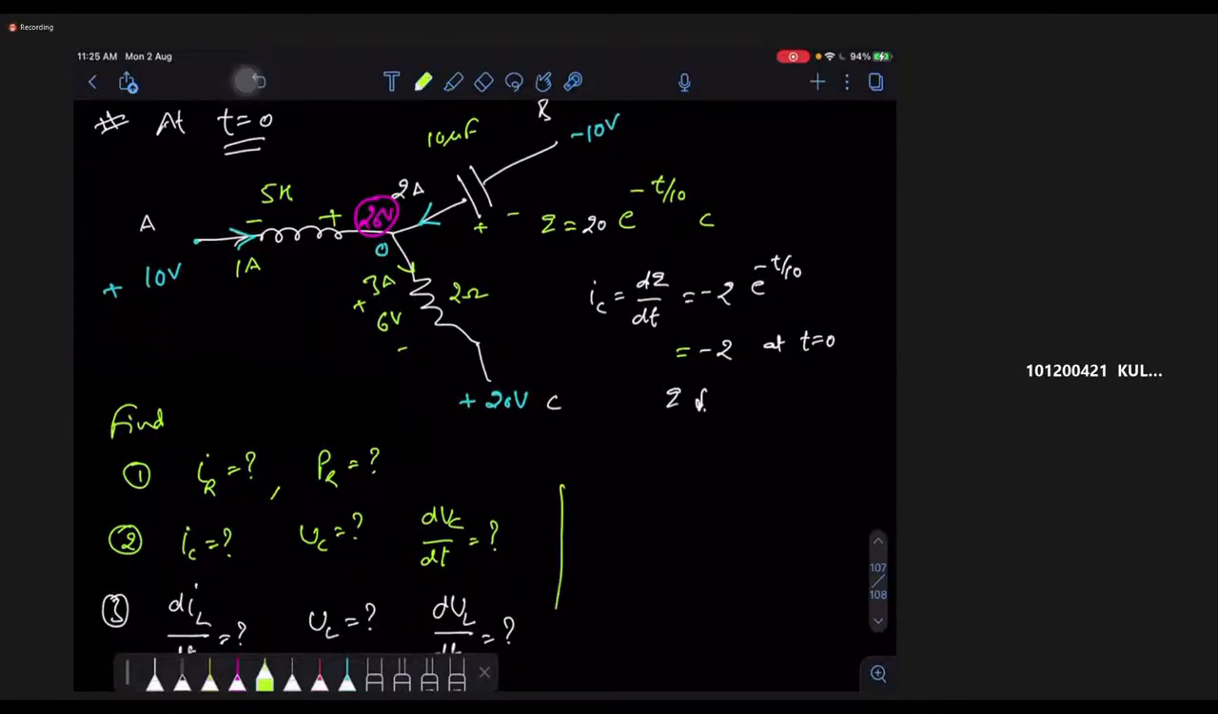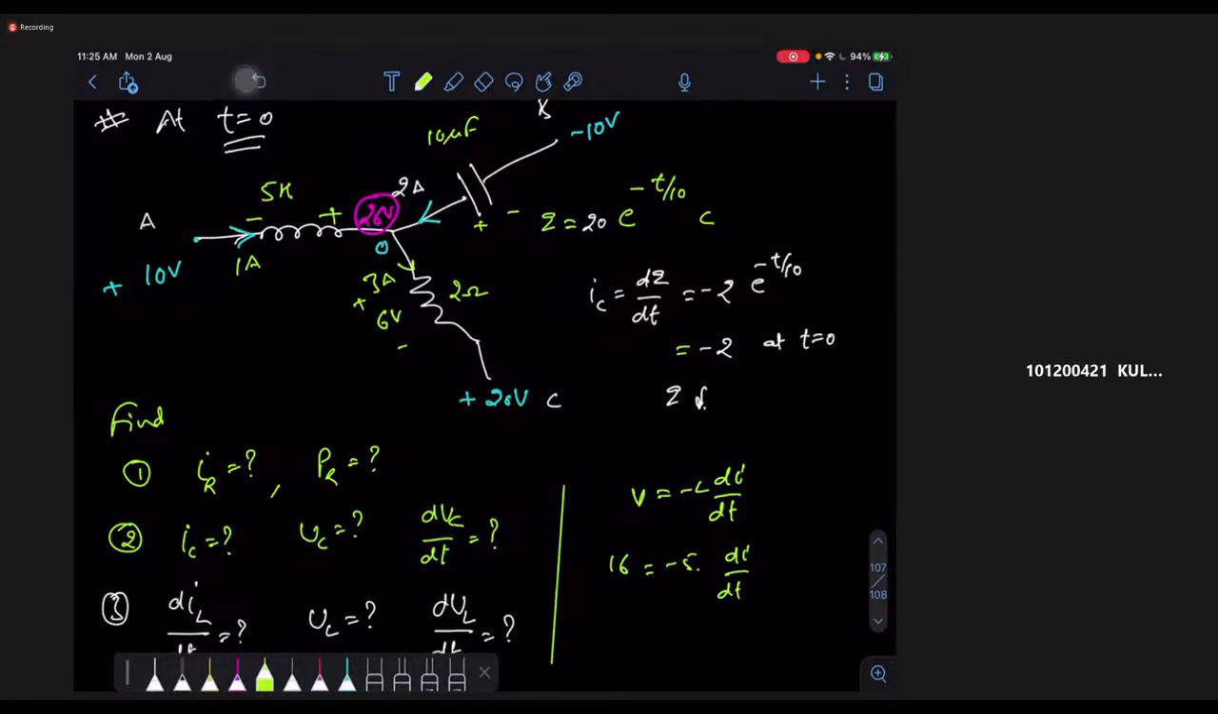So I can say here one thing. Potential is minus L di by dt. And this one here is 16. Inductor is 5. So I'm getting here di by dt, something around 3.2. Minus 3.2 ampere per second is my di by dt. So that is for our inductor. We can say that current through the inductor is decreasing, not increasing. So minus 3.2.